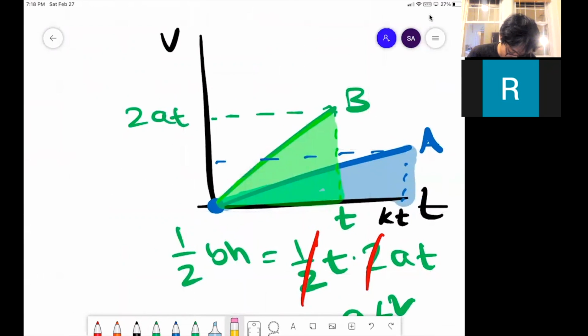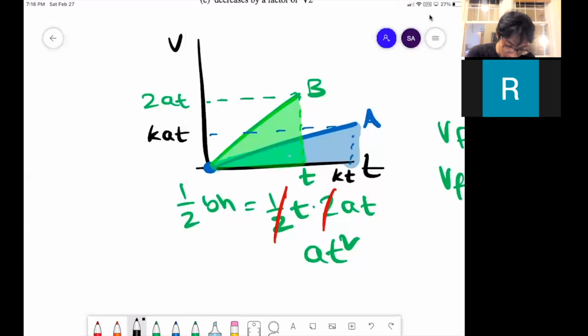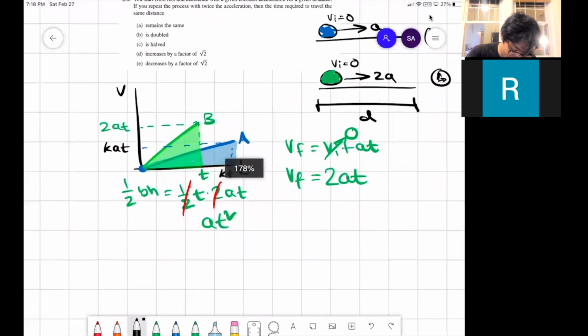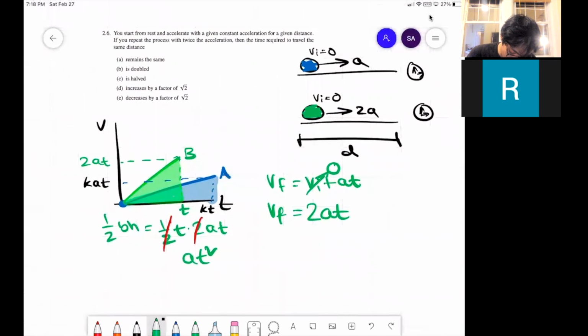So actually, let me just name that. If this is kt, then this has to be what? kat, right? Okay, good. So now we can set these two equal to each other. This has to equal half my base for the blue triangle, which is kt, half kt, times the height for my blue triangle, which is kat. Almost like KitKat.